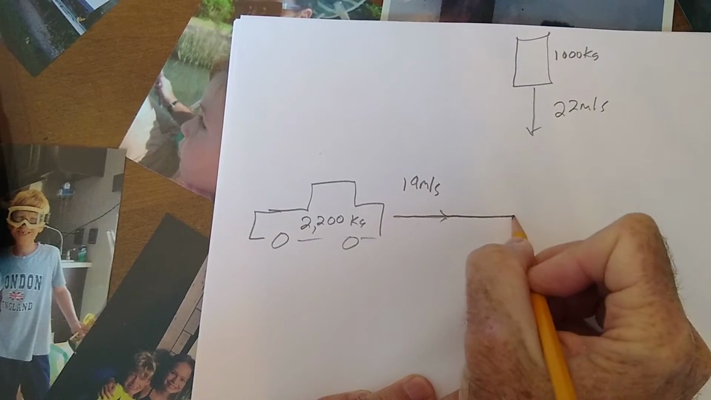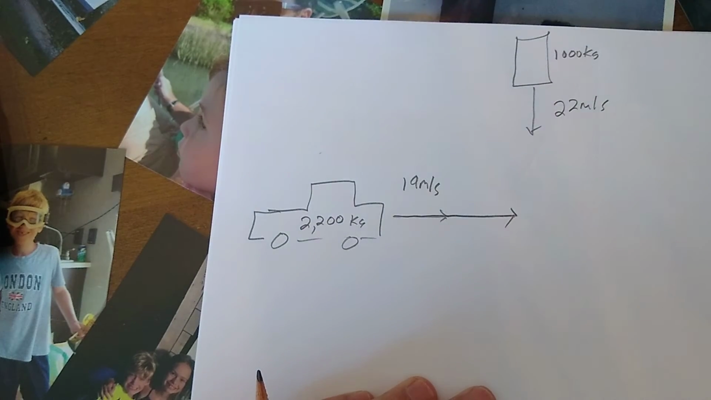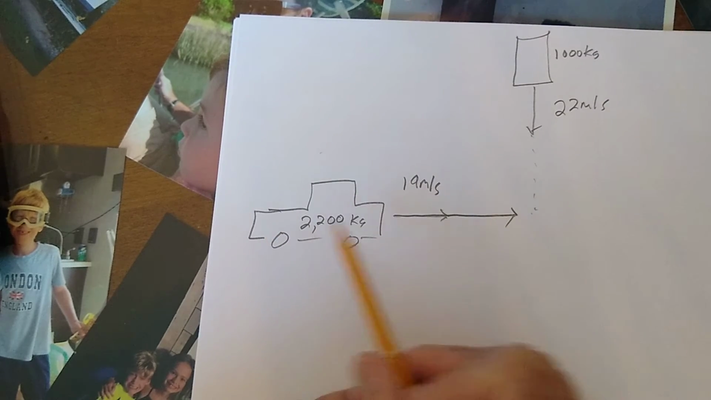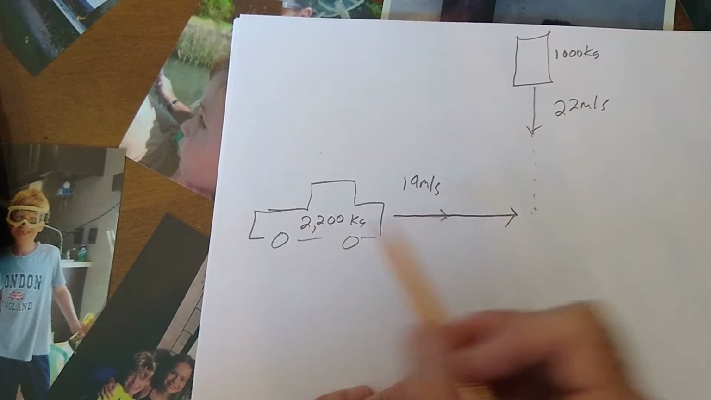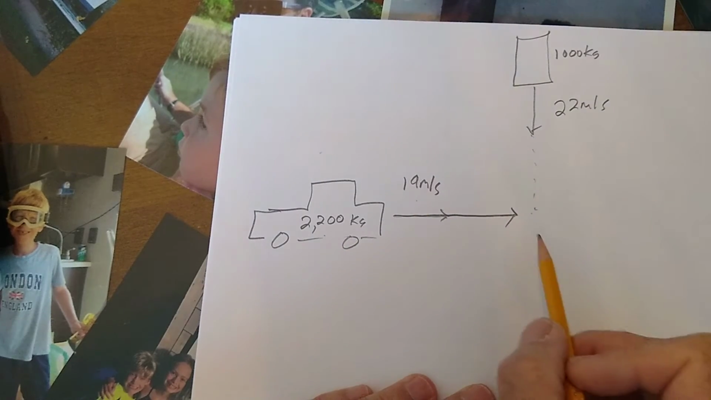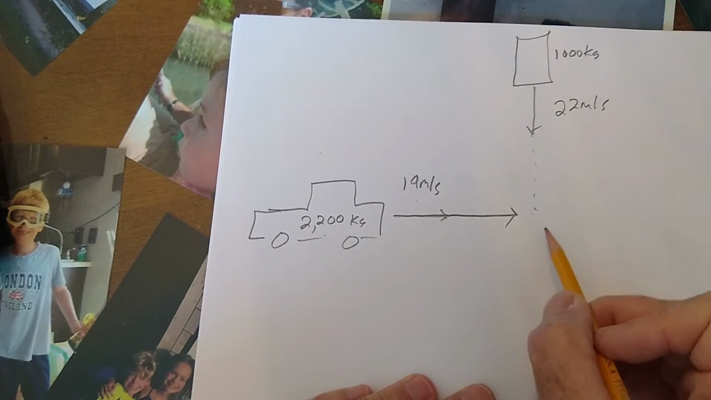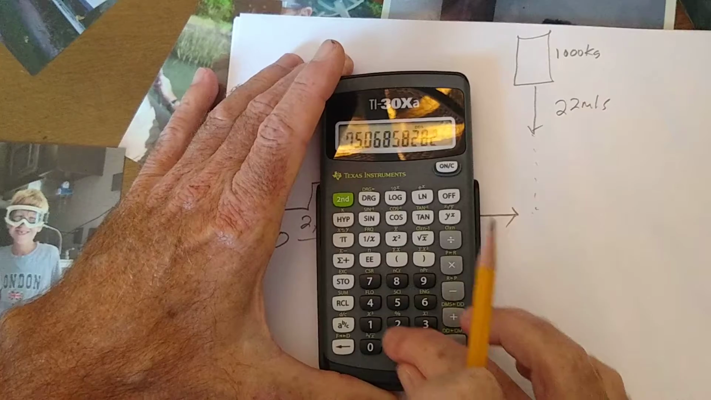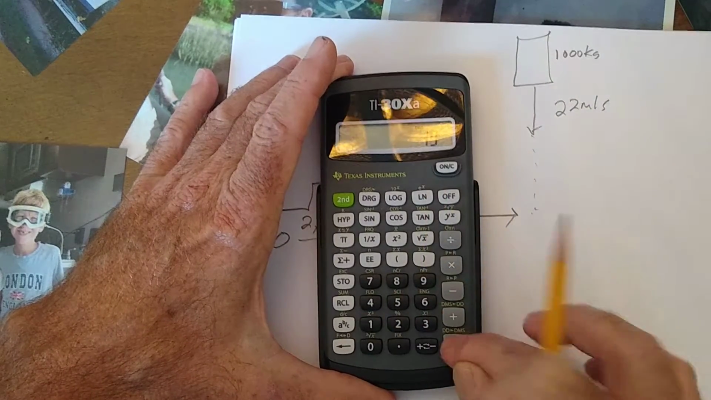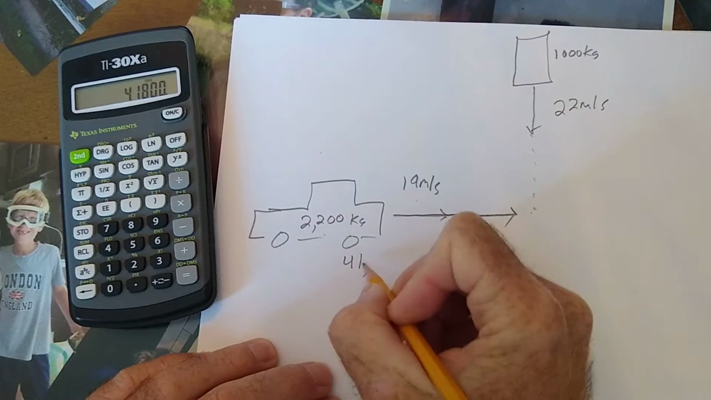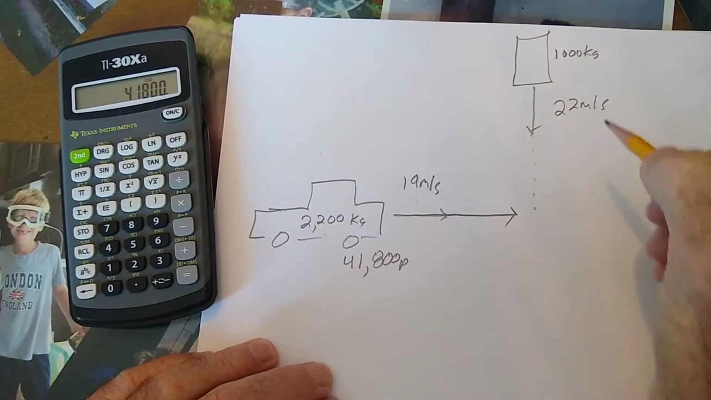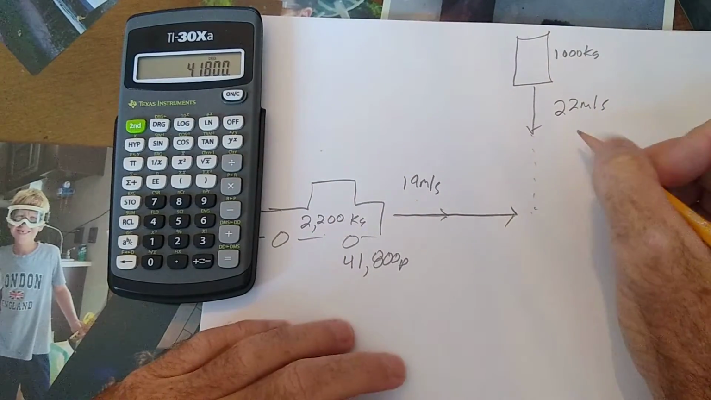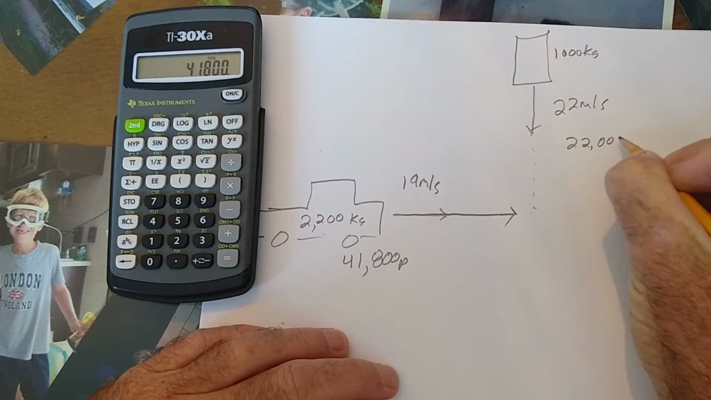Now this guy, just by looking, is going to have the most momentum. Don't you agree? So we're going to collide right here. And since this guy is going to have more momentum than this guy, because it's so much heavier and only going a little bit slower, we know that we're going to go more to the right than down. Let's calculate the P first before we make a guess at that. 2,200 times 19 gives us 41,800 P. What is the P for this guy right here? All right, 1,000 times 22. So that's going to be 22,000 P.